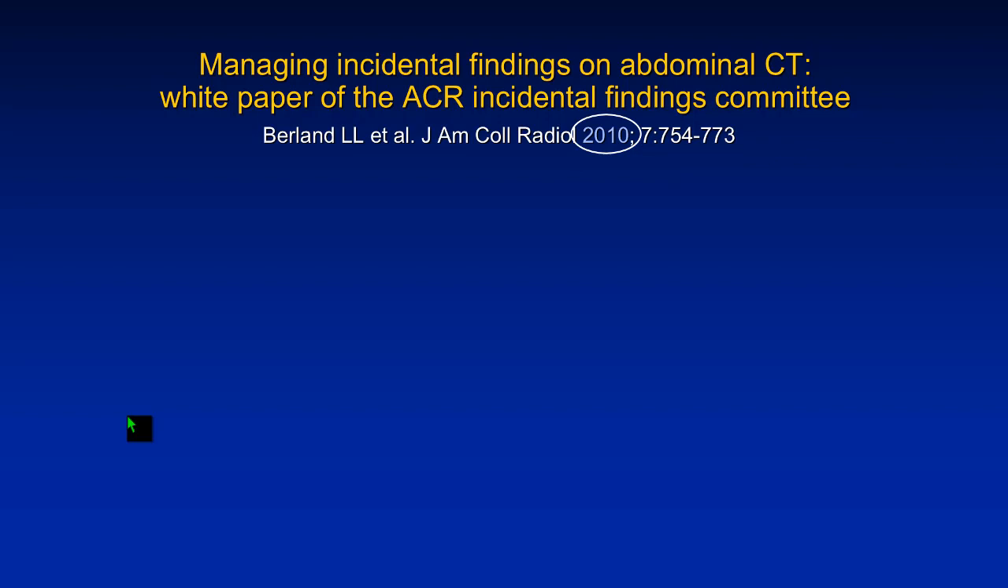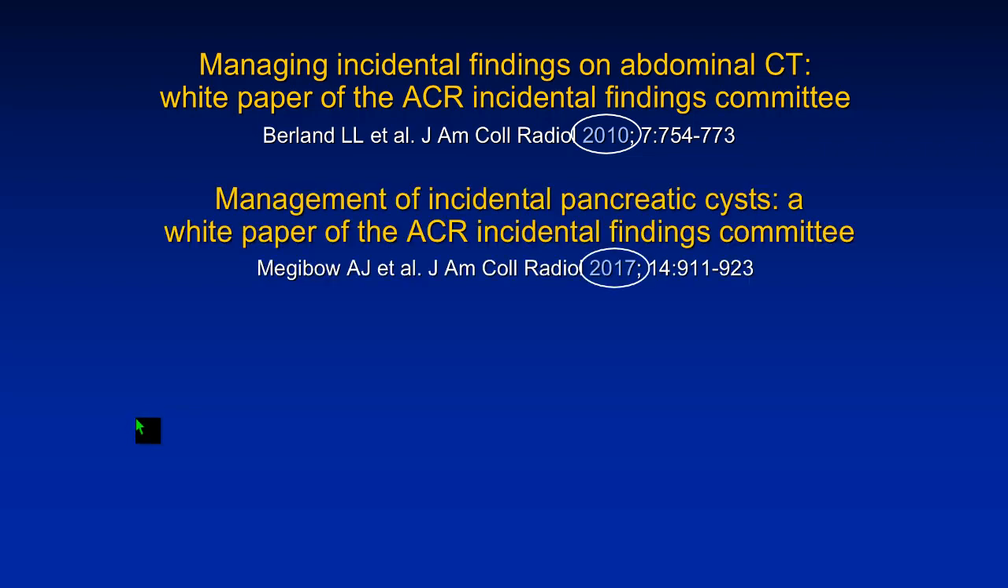The American College of Radiology put together recommendations in 2010 in a white paper on incidental findings, all types of incidental findings in abdominal CT. It's a very useful document. But since then, the members of the Incidental Findings Committee have put together more specific documents on individual types of lesions, and their updated document on pancreatic cysts came out just a few months ago, and I think it's an improvement on the original document.